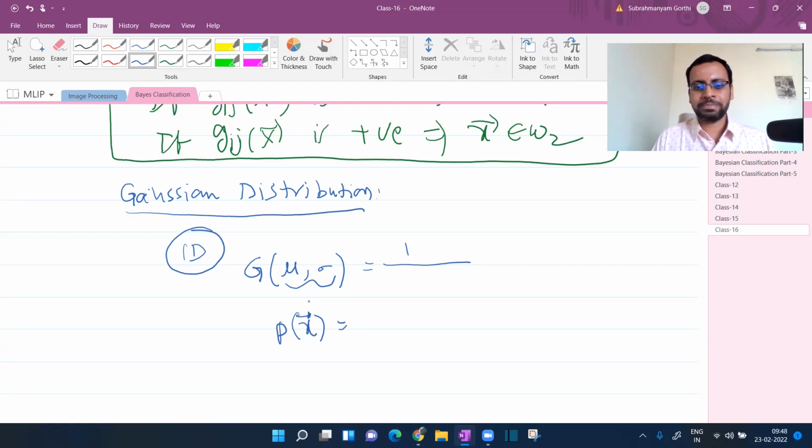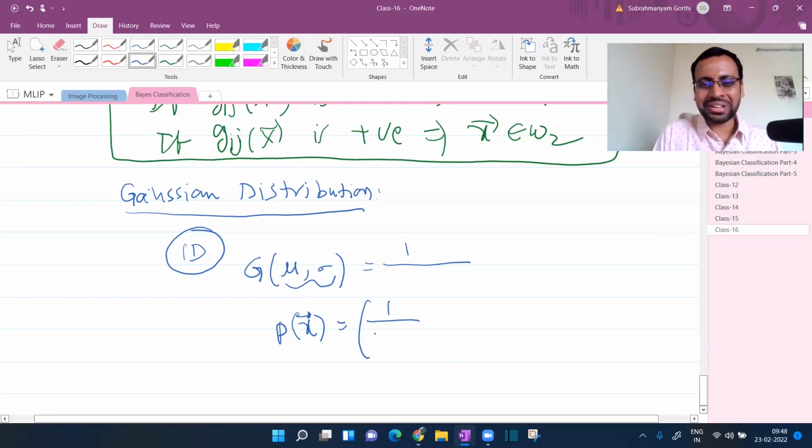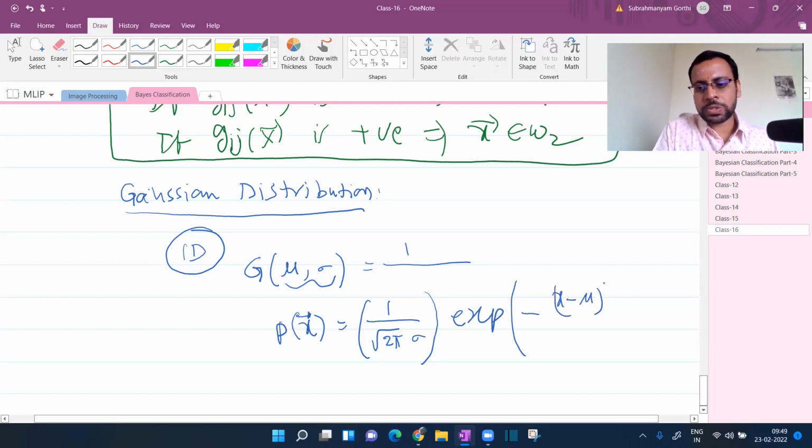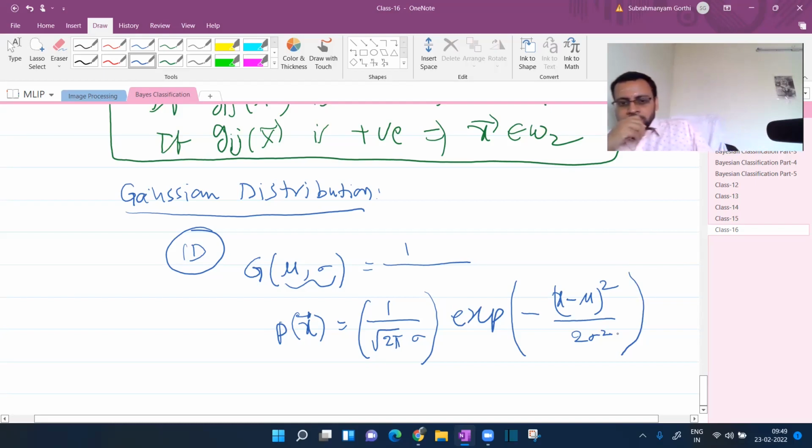P of x bar equals 1 over root 2 pi sigma. If I put it under the square root, I should have written sigma square, but I will just simply write sigma, into the exponential of minus (x minus mu) whole square, divided by 2 sigma square. This is the distribution.